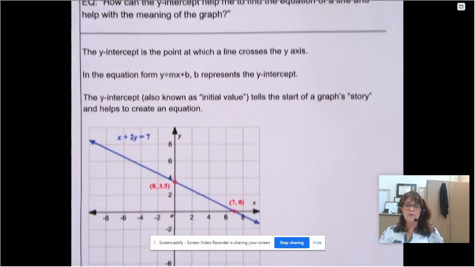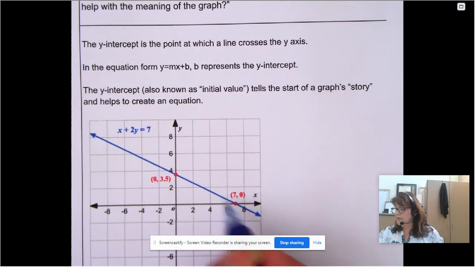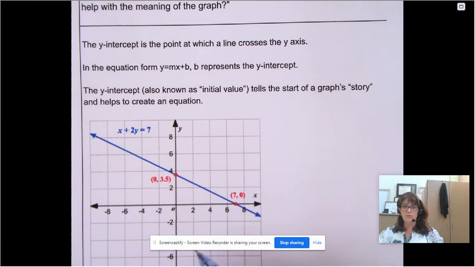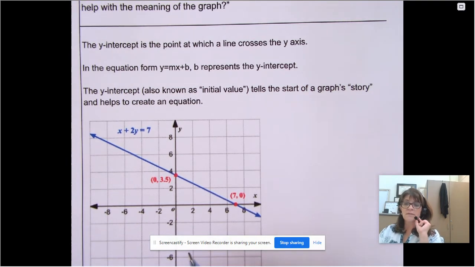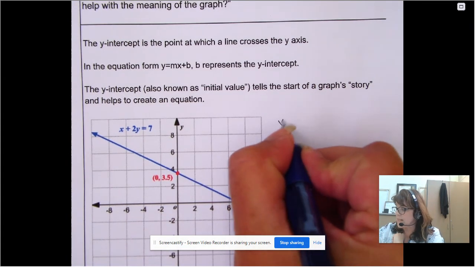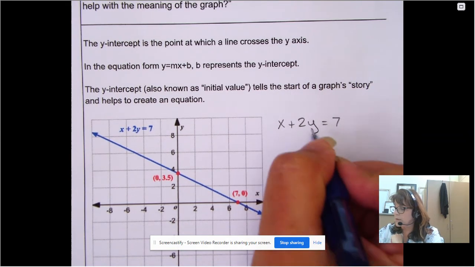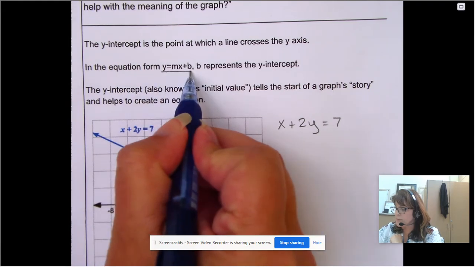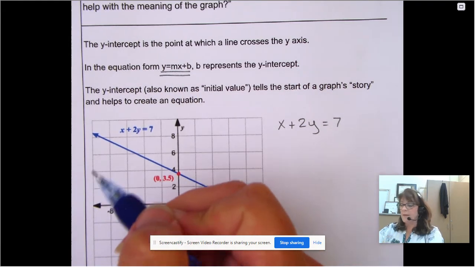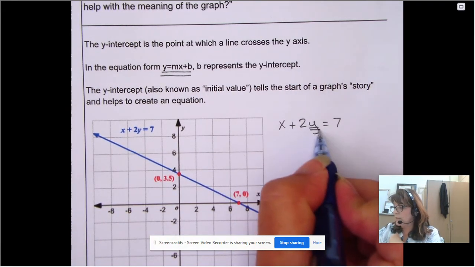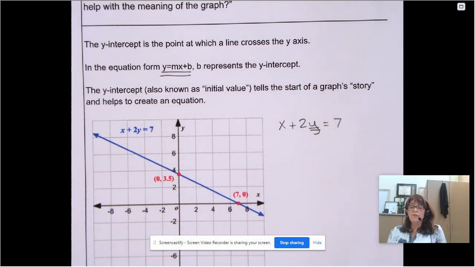Now, in this graph, you also have 2 points. You could figure out the slope very easily with the slope formula based on those 2 points. But let's look at this equation. The equation is x plus 2y equals 7. But really, I want it in this format here. That means I have to isolate y. For a long time, we've been isolating x. We don't want to in these. We want to isolate y.